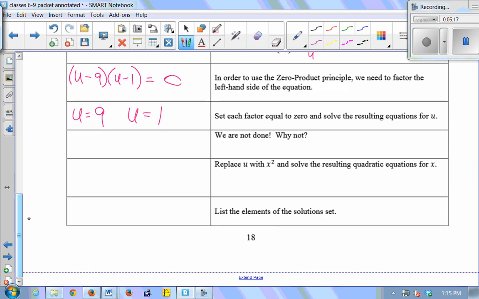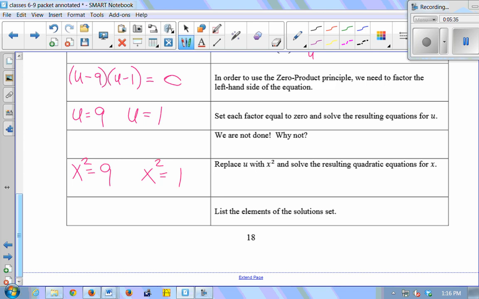So I replace u with an x squared. So I get x squared equals 9, and x squared equals 1. And I make another substitution. So I substitute u for x squared, and then I substitute x squared for u back at the end.